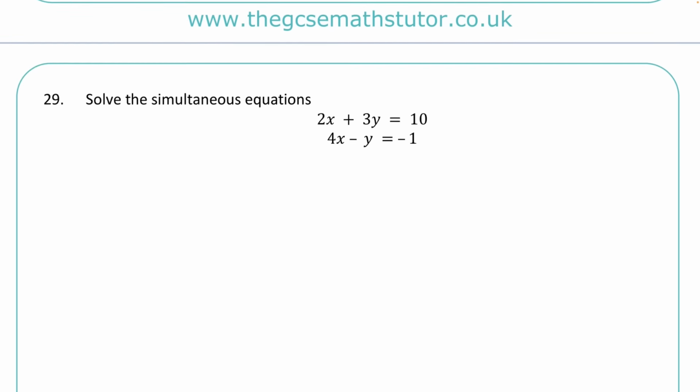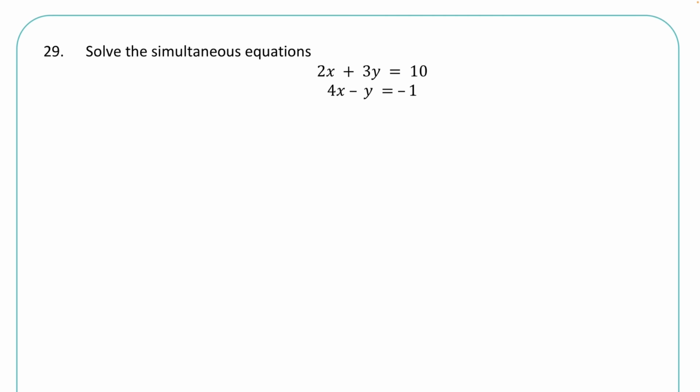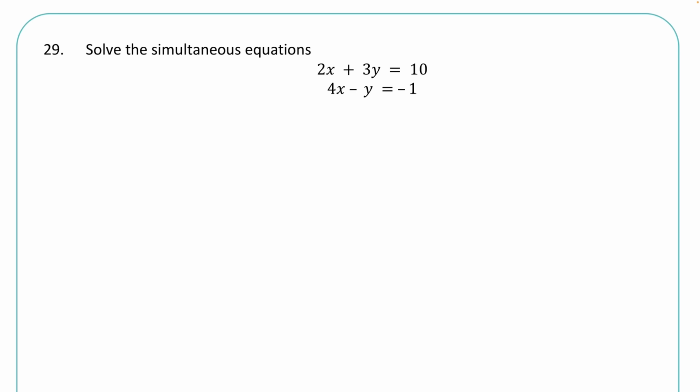Okay, on to our last question. We have a simultaneous equation. Now this one here, we have a plus and a minus. So just thinking ahead, when the signs are different, we're going to add these equations together. We just need one of the coefficients to be the same. Now I focus on the y coefficients. You may focus on x, that's absolutely up to you.